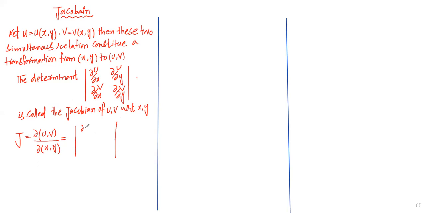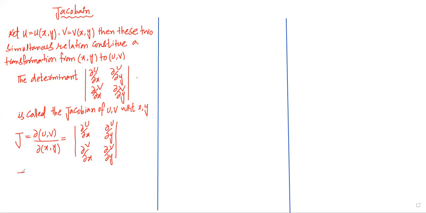I'm going to explain the method to memorize the formula. Dou by dou x, dou by dou y in the first row, dou by dou x, dou by dou y in the second row. Here u, here u, here v, and here v. This is called the Jacobian of uv with respect to xy.